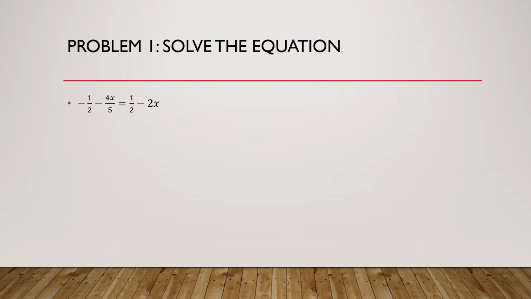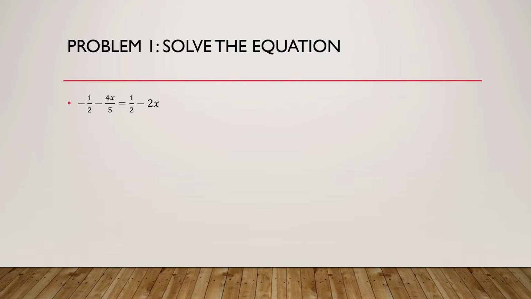Alright guys, so the first problem that we're dealing with is negative 1/2 minus 4x over 5 equals 1/2 minus 2x. Okay, so for this, whenever you solve an equation, you always want to make sure you have your coefficients on one side of the equal sign and your constants on the other side of the equal sign, right? So here we have negative 1/2, which is a constant, and we have 1/2, which is also a constant.